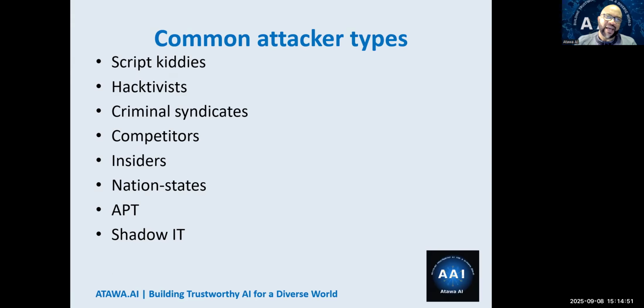We can classify our hackers based on maybe, I call this more like knowledge. Script kiddies are guys that just download and buy tools and try to use them, right? Criminal syndicates, shadow IT. The big one you need to worry about is APT, advanced persistent threat. They have a lot of skills and they stay on your network, right?